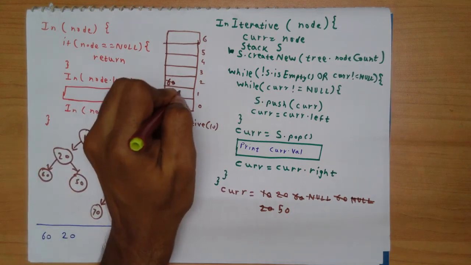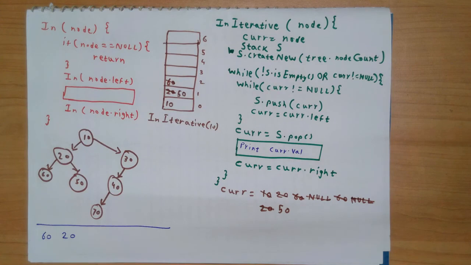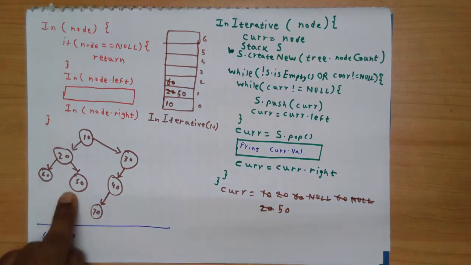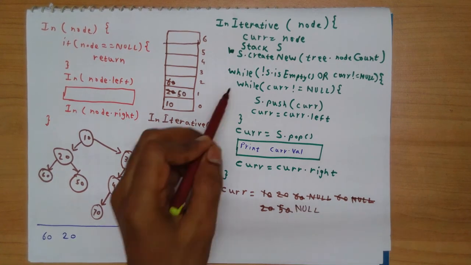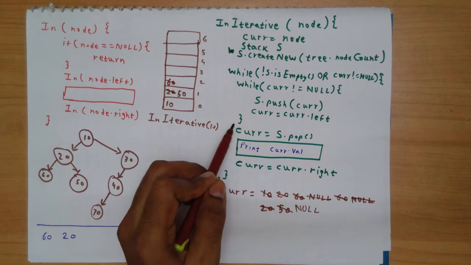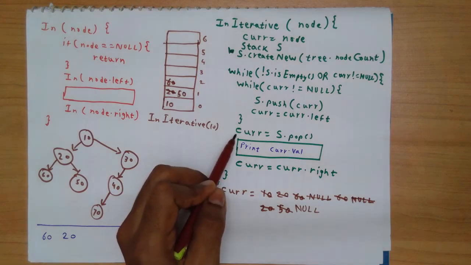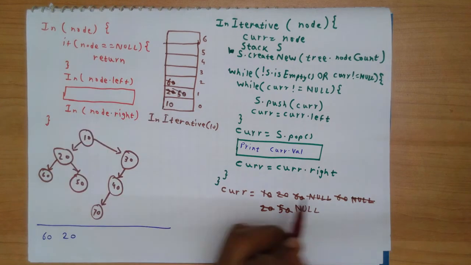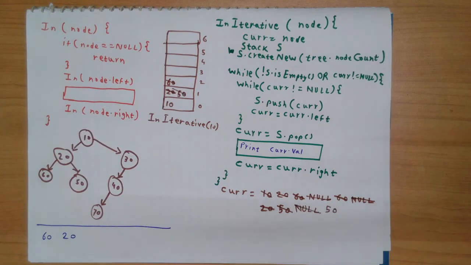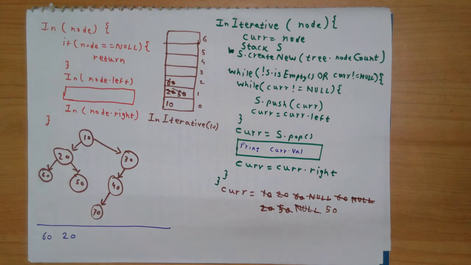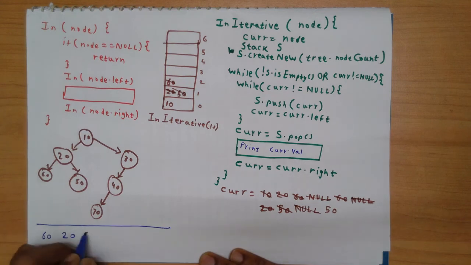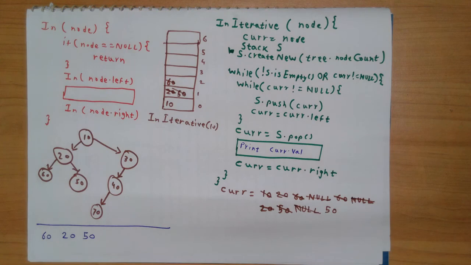So here is my 50, and then my current becomes current dot left. 50 is a leaf node, there is nothing on the left, so my current again becomes null. When I come out of this loop, I know that my current is null. So in that case, I'm going to pop a node, and now I take out 50 from the stack, so current becomes 50 again. And now I perform the node specific action, because I know that I'm done with the traversal of the left subtree. So my output will now have 50, and then I proceed with the right subtree of 50.